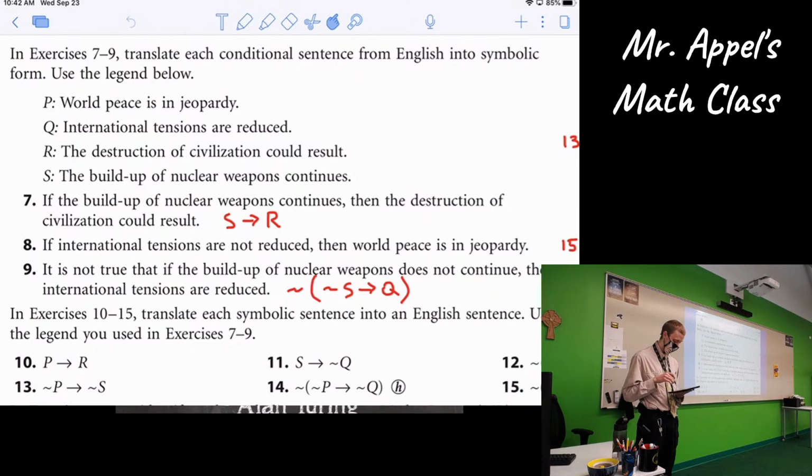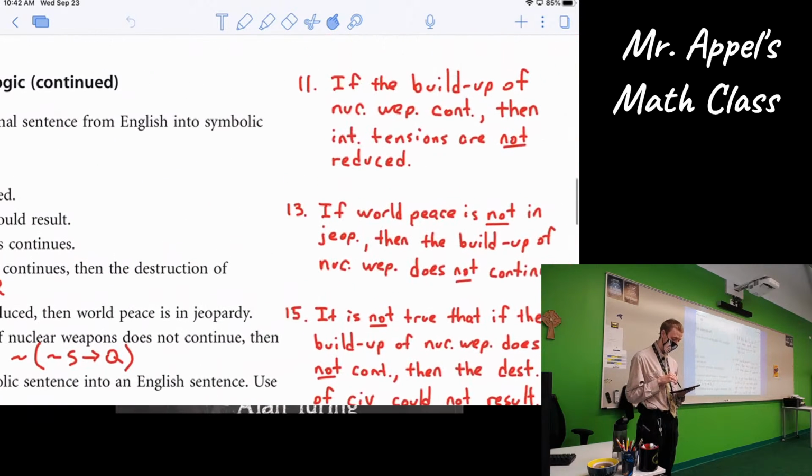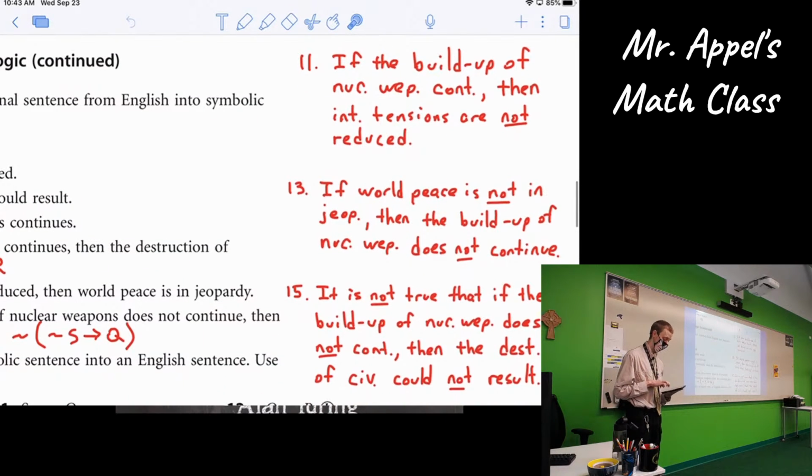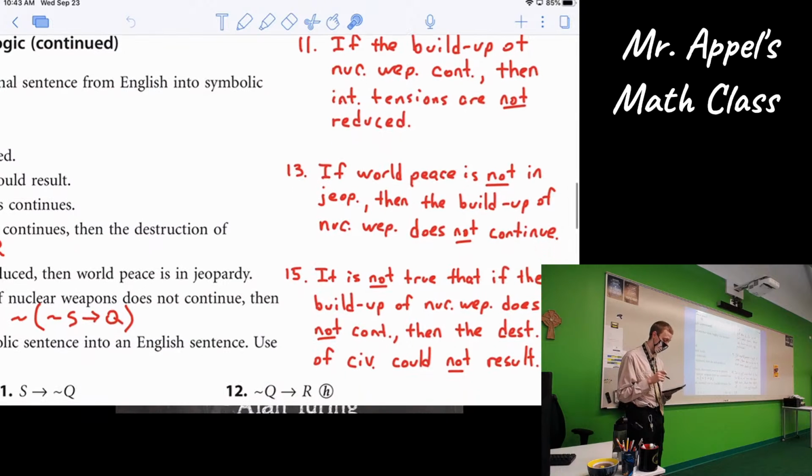All right, and then 11, 13, 15, written here. If the buildup of nuclear weapons continues, then international tensions are not reduced. We're just translating here, right? All of these different things kind of say maybe similar things. Does it say the same thing? That's where that analysis comes in. Some of these might be true, some of them might not.